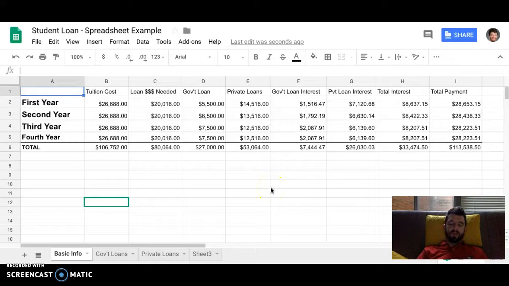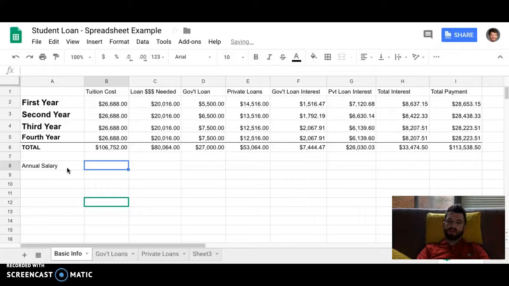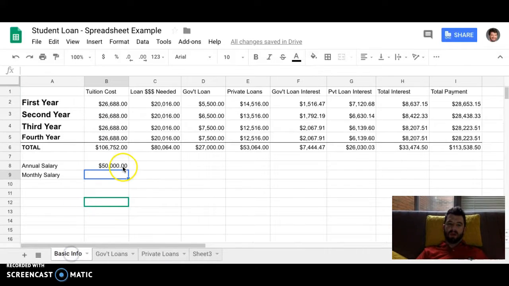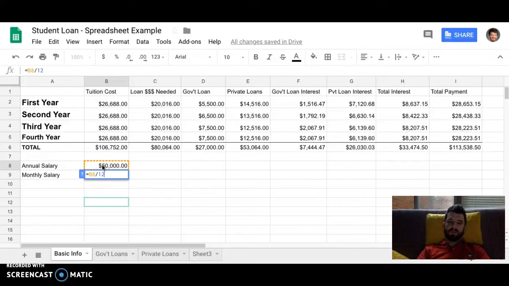So now that we've finished this section, we now need to figure out how much these loans altogether are going to impact our annual salary or our monthly salary. So let's suppose in step one that I determined that my annual salary was $50,000. Okay, so I want to then figure out what my monthly salary would be, because all of these loan payments that we determined were all monthly payments. So I'm going to say my monthly salary would just be my annual salary divided by 12.